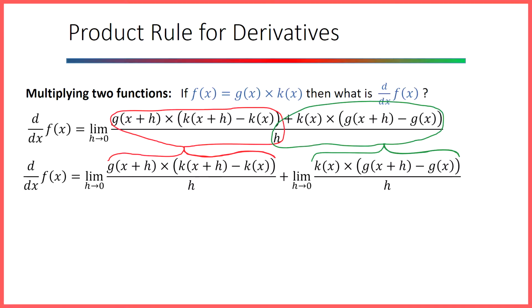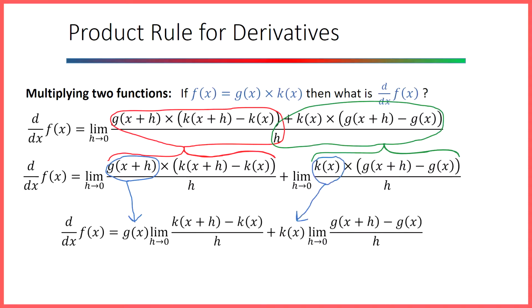Next, we'll note that in the limit as h approaches 0, g of x plus h approaches g of x, and we can factor that term out of the limit and also factor k of x out of the limit. This leaves us with g of x times the limit as h approaches 0 of k of x plus h minus k of x, all divided by h, plus k of x times the limit as h approaches 0 of g of x plus h minus g of x, all divided by h.